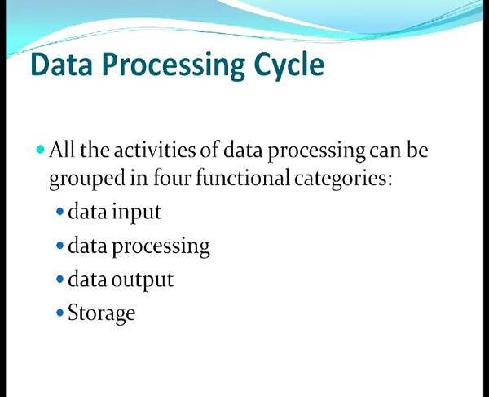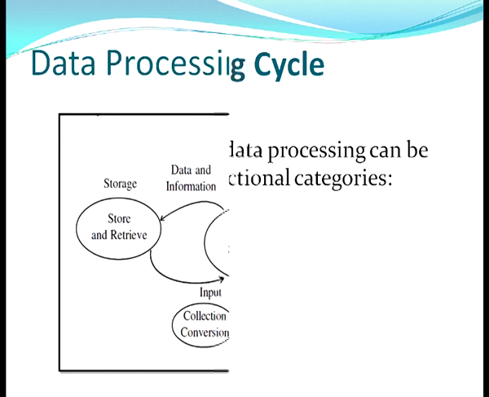After discussing all the categories, let's move on to the data processing cycle. A very important cycle to understand how the raw data is processed and converted to useful information. It involves the four functional categories, that is data input, data processing, data output, and storage.